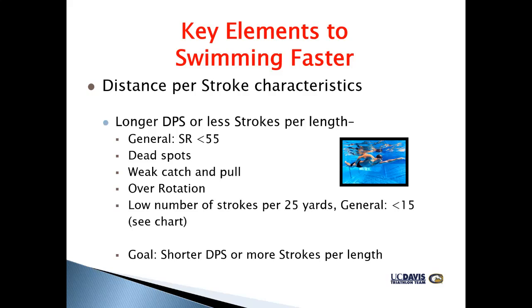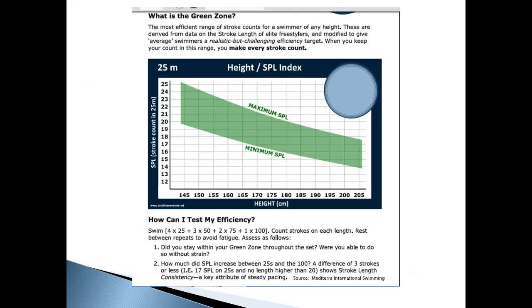Two different opposite characteristics of either a short distance per stroke or a long distance per stroke. And knowing those characteristics will help you make changes to understand what your particular distance per stroke is like and what changes need to be made in order to make improvements to your performance.